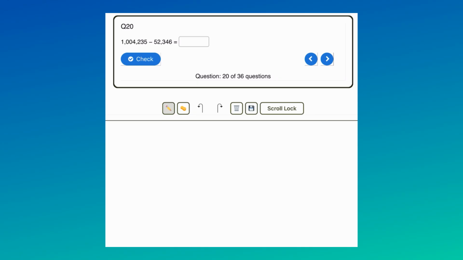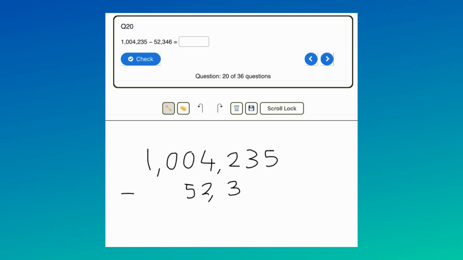Question 20. 1,004,235 take away 52,346. Now I recommend you do put your commas in your question when you're writing it out, because it's quite easy to lose track of your columns. Now I'm looking at my units column, and 5 take away 6 I can't do, so I'm going to borrow from the tens column. So now I've got 15 take away 6, which is 9.